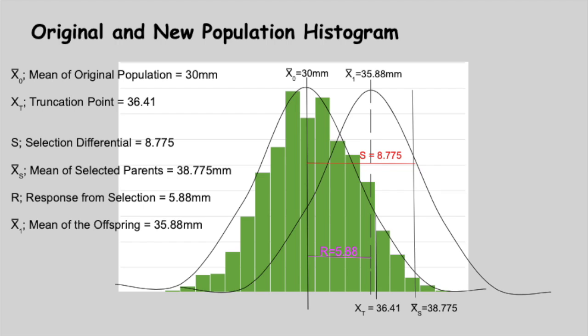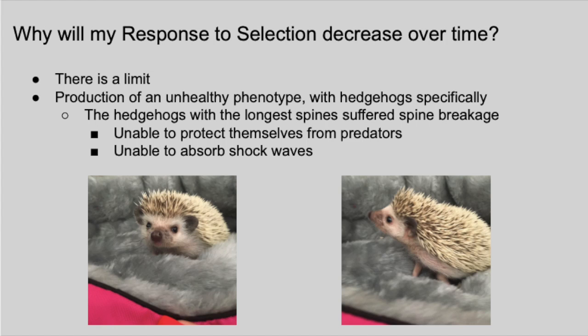If I continued my mass selection experiment indefinitely, eventually my response to selection would decrease because there's a limit. With hedgehogs in particular, this was due to an unhealthy extreme phenotype. The hedgehogs with the longest spines actually suffered from spine breakage, causing more harm than good. Hedgehogs typically have very strong spines that don't break, but with spine breakage, hedgehogs cannot protect themselves from predators properly or properly absorb shock waves.